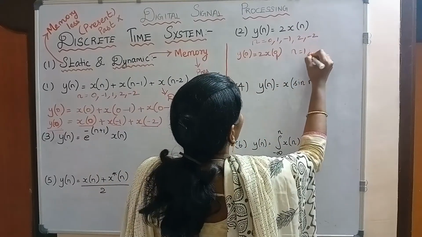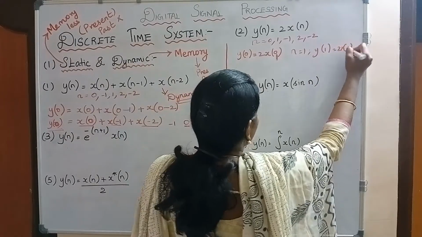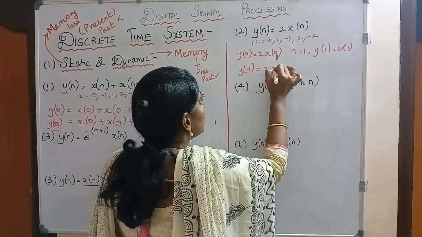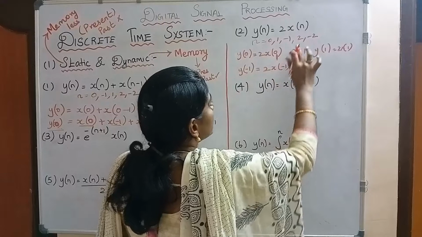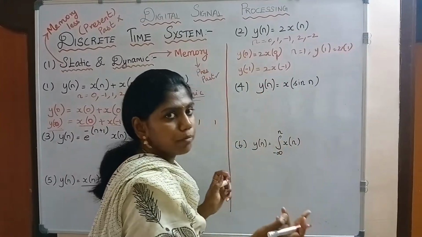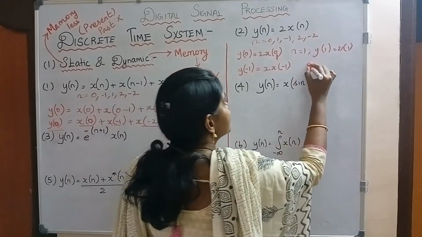Now again pass another value, n equal to 1. What you get? Y of 1 equals 2 into x of 1. When you pass n equal to minus 1, you get 2 into x of minus 1. Even for 2 and minus 2, you will get 2 into x of 2 and 2 into x of minus 2. So it is very clear that this particular system is a static system.